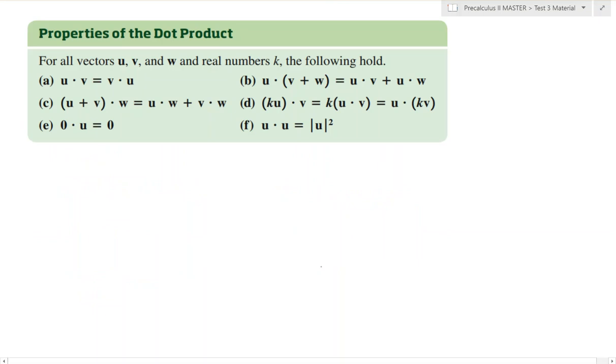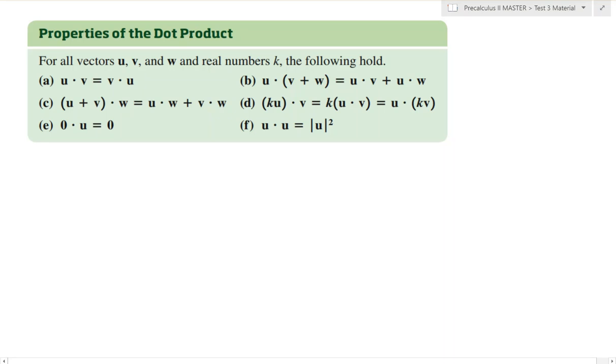Properties of the dot product are listed here. The first property shows that the dot product is commutative. You can move those things around and it doesn't change what the dot product is. The next property says that the dot product is distributive. The next one shows that the dot product is also distributive from the right.